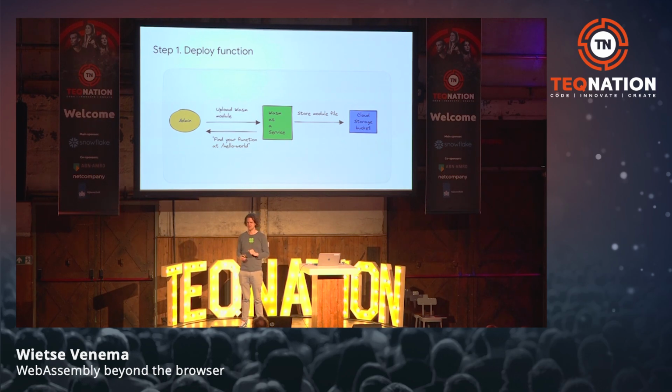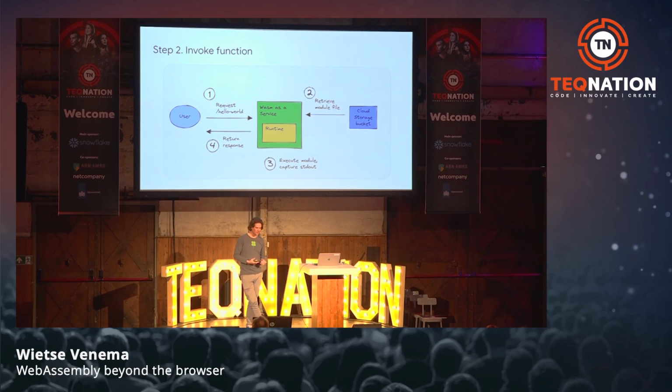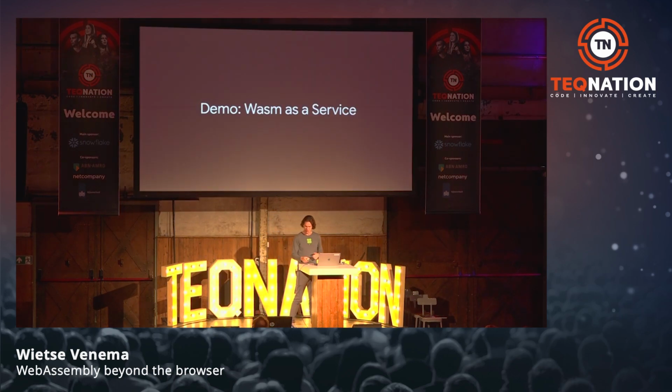Like, find your Wasm function at /hello world. And then the next step is, hey, am I going to invoke this function? So I send a request to /hello world. I retrieve the module file from cloud storage. I execute the module in a Wasm runtime, and I capture standard out. And I return the response. So let's see if I succeeded.